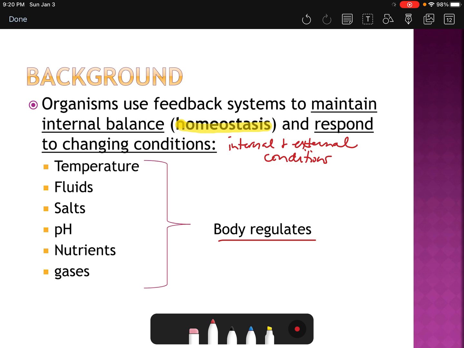What are some things that our body regulates? Your body temperature, your fluids, the water content in your blood, the salt concentration in your blood, your pH, in other words, how acidic or basic your blood is, various nutrients. We've talked about glucose before when we talked about our different macromolecules. And also your gases, so your exchange of carbon dioxide and oxygen. So those are all different types of factors that your body is regulating to try to maintain that internal balance in your body.